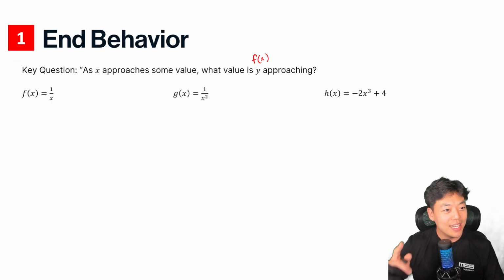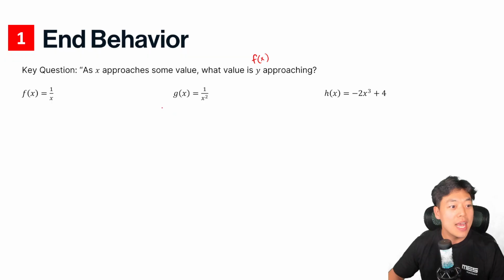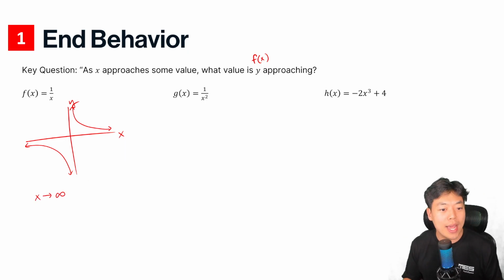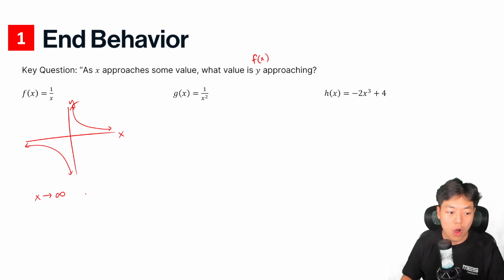Now that said, let's check out some of these functions. This function, f of x equals 1 over x. Let's take a look at what this might look like on an xy coordinate plane. 1 over x looks something like this. It's a rational function, we call it. And as x approaches infinity, meaning as x goes all the way to the right, what y value are we approaching? My y values are decreasing towards 0. So f of x here is headed towards 0.